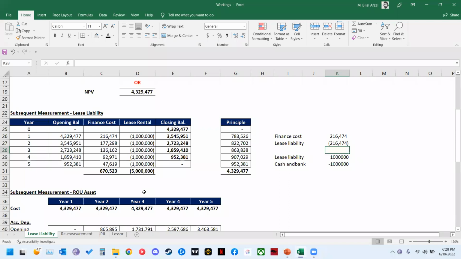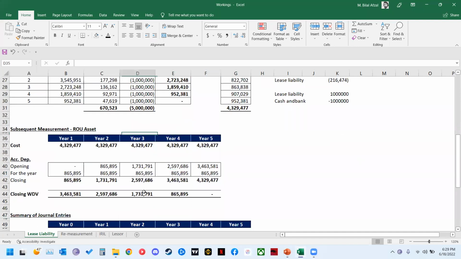The same thing will continue every year. Every year, what we will do, we will take the opening balance, multiply that balance with the interest rate, which we use to discount the cash flows, and then reduce the liability with the rental which we will pay in that year. So doing this, at the end of the lease term, the lease liability would be 0.